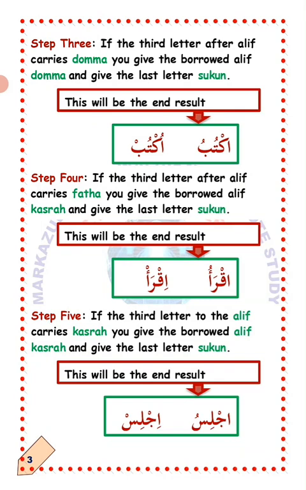And lam is your third letter. Lam is carrying kasra, which means you are going to read the alif, the borrowed alif, with kasra. Why is it so? Because the third letter is carrying kasra. So in that case, the amr from yajlis will now be ijlis, sit down, reading the alif with kasra because the third letter is carrying kasra. La'allaka fahimt? I hope you understand. MashaAllah.